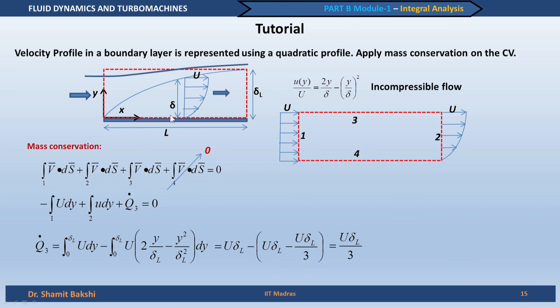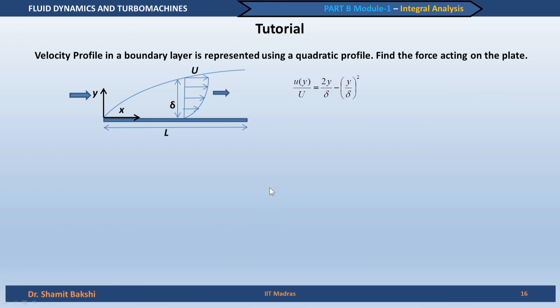Here we see, in the case of flow over a flat plate, the application of mass conservation. The second problem is an extension of the first problem. This deals with the application of momentum conservation to the same problem. We saw in the last problem the application of mass conservation. In this problem we see the application of momentum conservation.